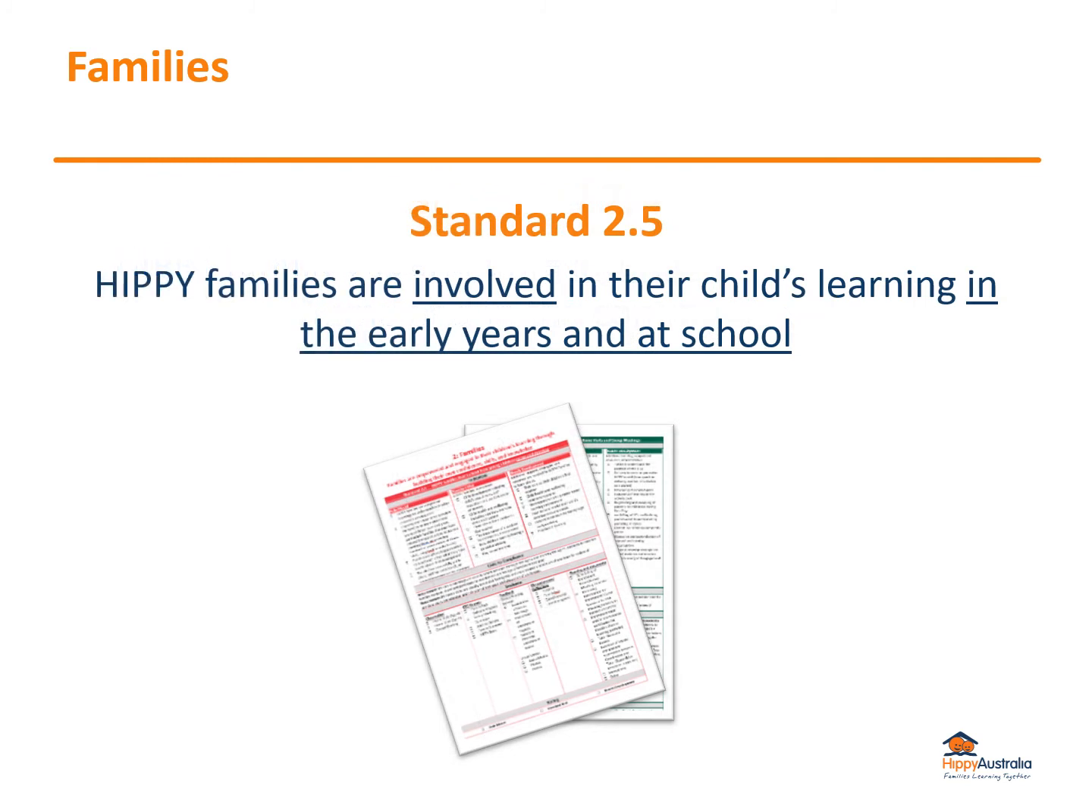Standard 2.5, HIPPY families are involved in their child's learning in the early years and at school. The indicators for this standard look at HIPPY families learning about the importance of their role in their child's learning in the early years and at school, educational and school terminology, the socio-emotional, independence and learning needs of children in the early years and at school, how to support their child when starting school, opportunities to engage with early years services and schools. This links to the guiding principle: parents can and do teach their children.